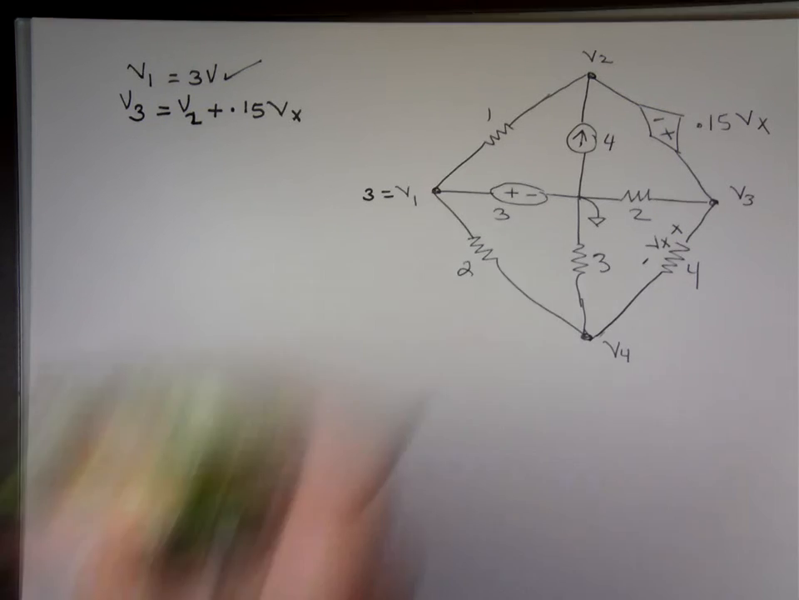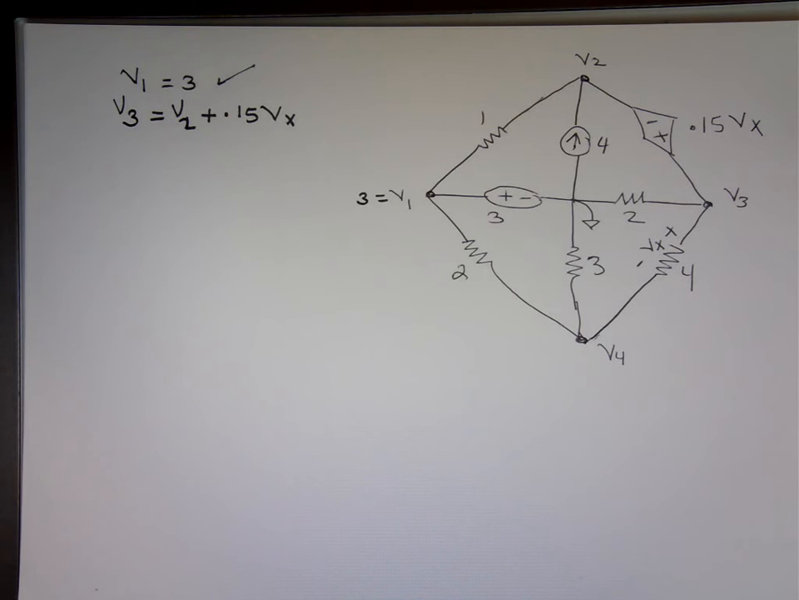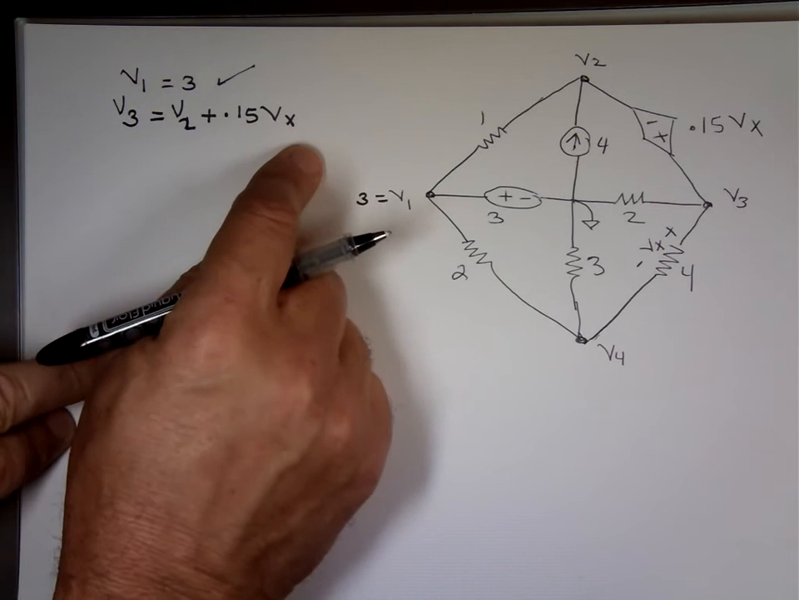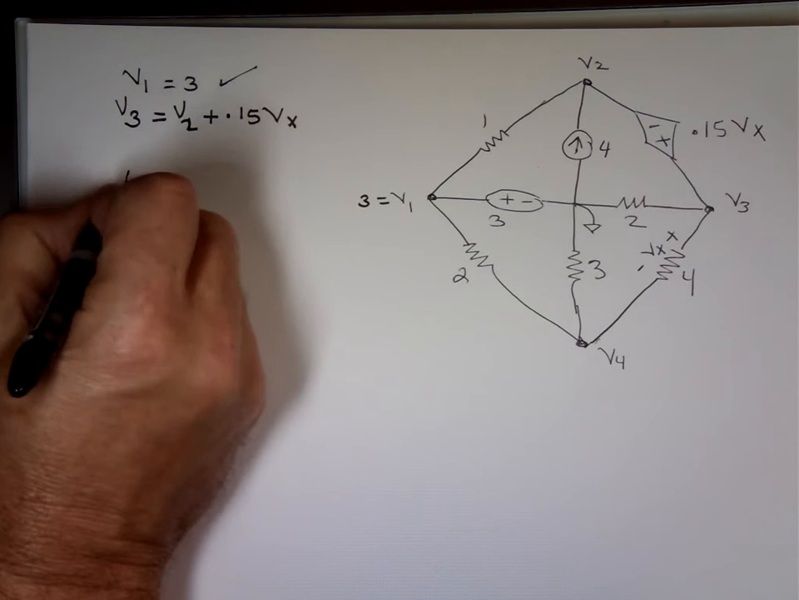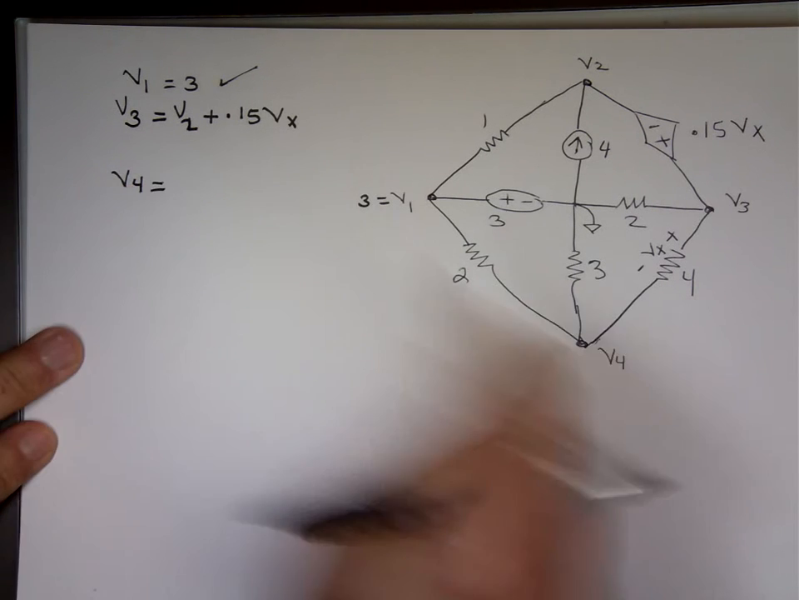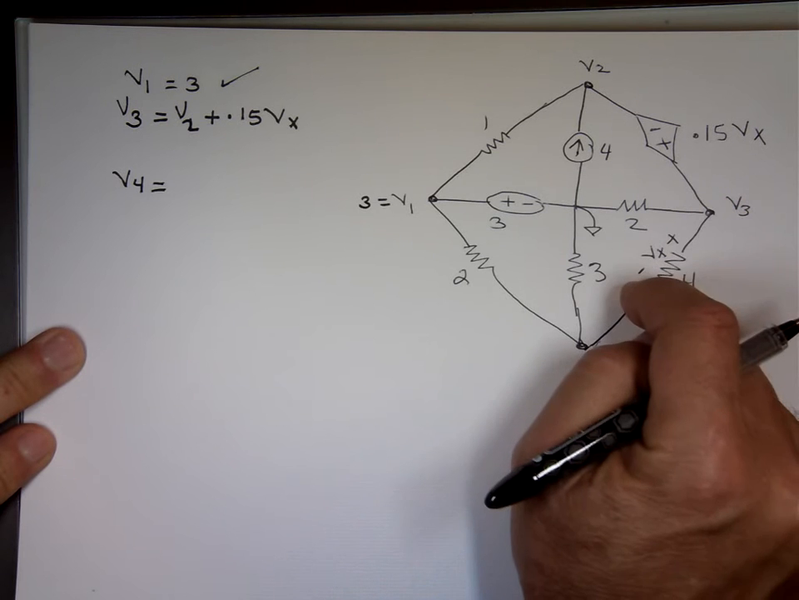I'll just go 3. I don't want to write 3V. I don't want people to think 3 times V is 3 volts. The units are volts. So now V3 in terms of V2 and Vx. Now, what about this voltage, V4? Isn't that V3 minus Vx?